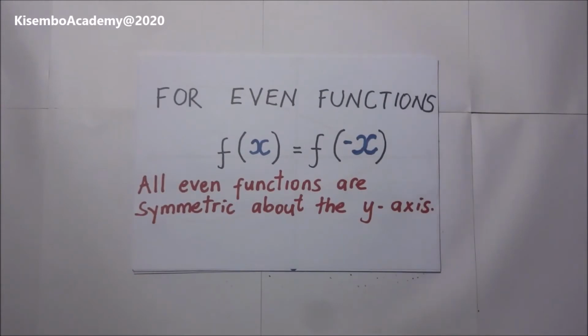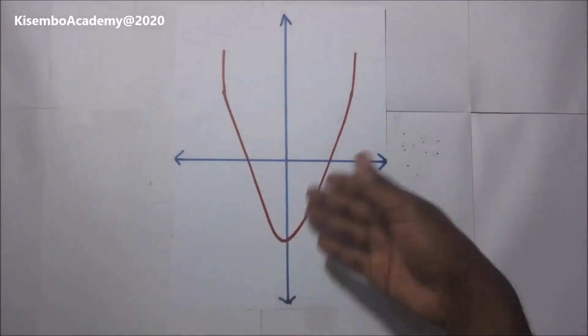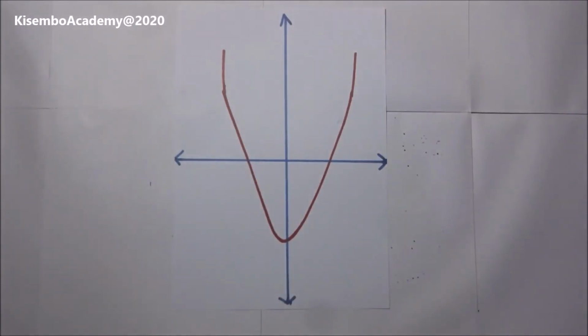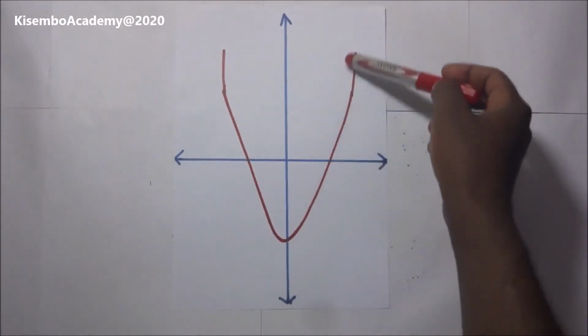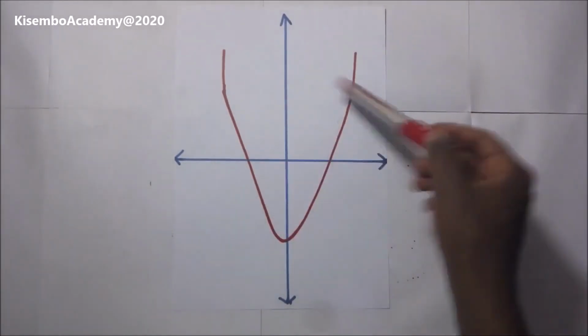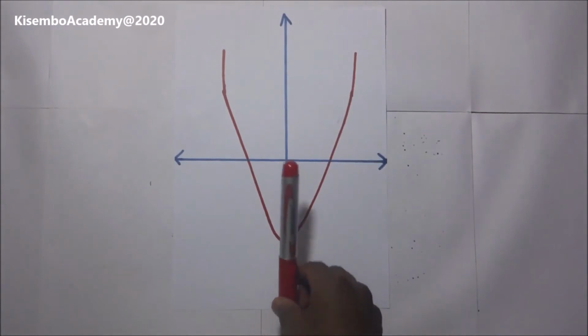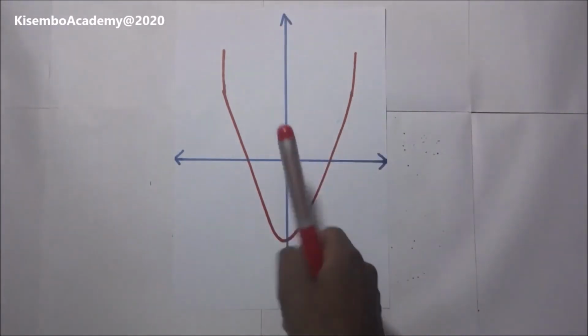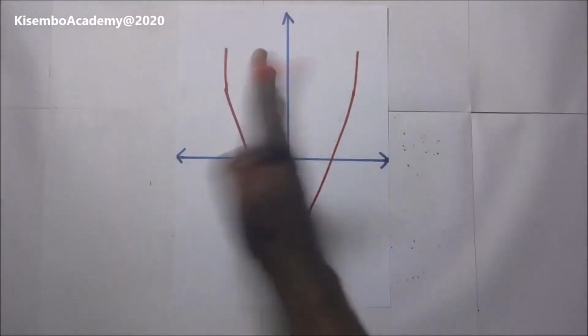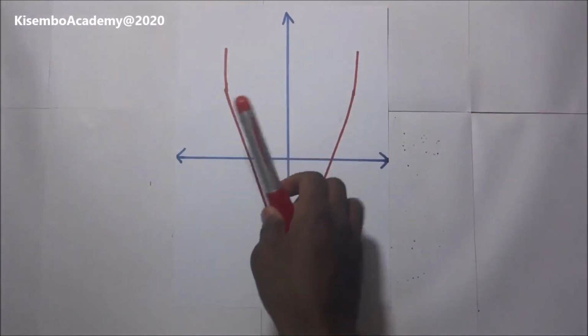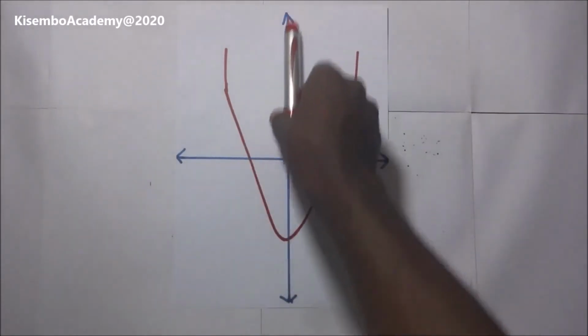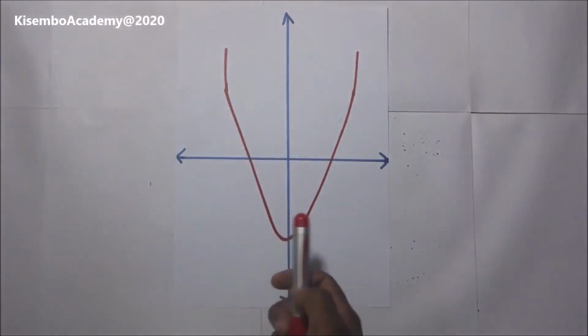Let's take a look at a few graphs to illustrate this further. Now, if you look at this graph, this is a quadratic graph. This quadratic graph is an even function. Why is it an even function? If you see this quadratic graph, it is symmetric about the y-axis. In other words, the y-axis divides it into two equal parts. So it is symmetrical about the y-axis. This is what we mean.